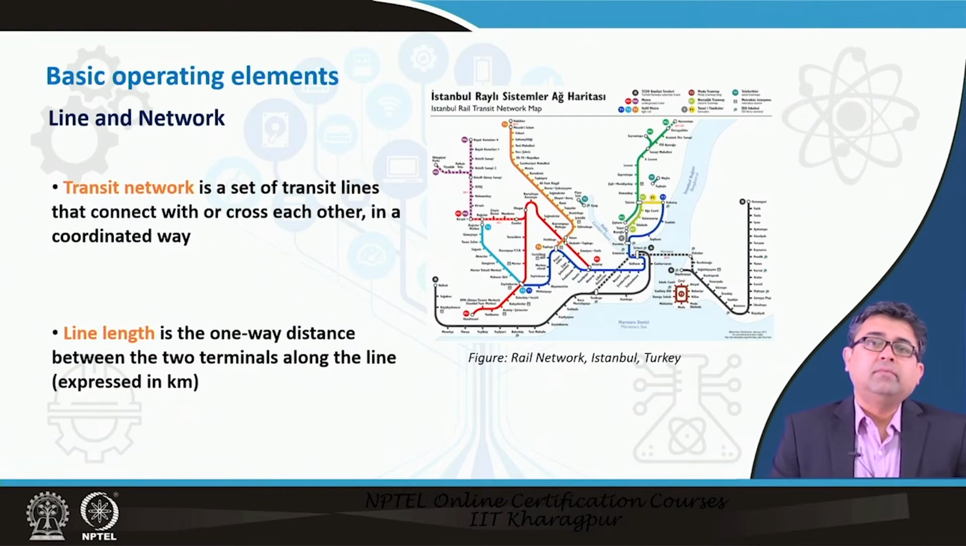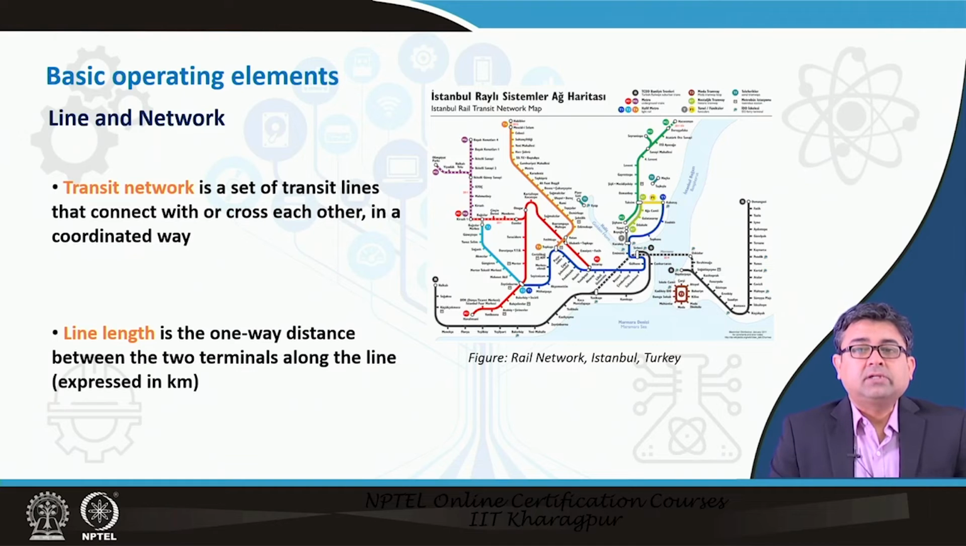The next terminology to remember is a transit network. So, there may be different lines, there may be different routes in a public transportation system, and what a transit network says is that a transit network is a set of transit lines that connect with or cross each other in a coordinated way. So, the transit network comprises several transit lines or transit routes. So, here you would see a map of the rail transit network in Istanbul in Turkey. So, you would see that there are several transit lines. Some of the lines run parallel to each other, whereas some crisscross.